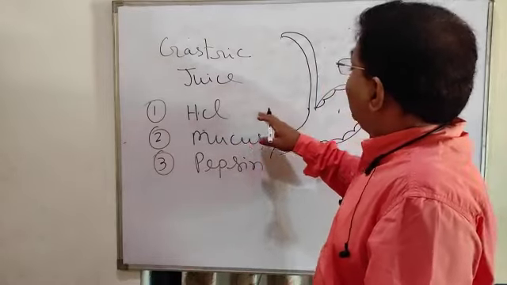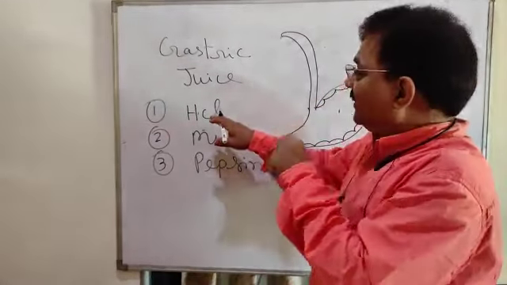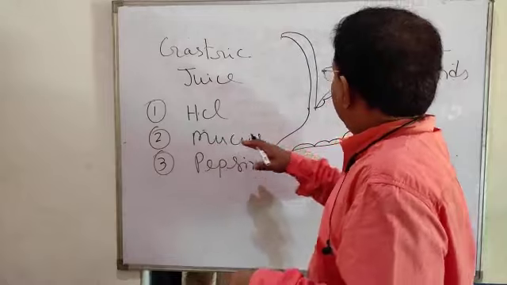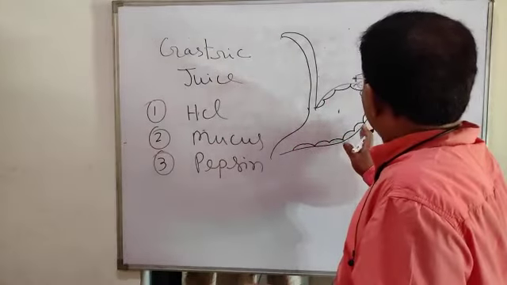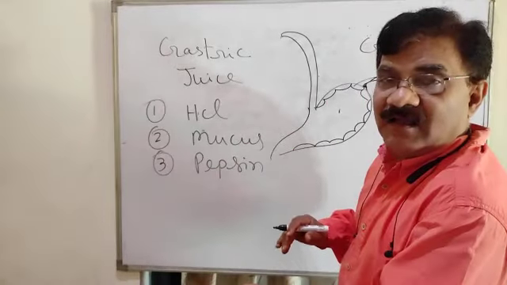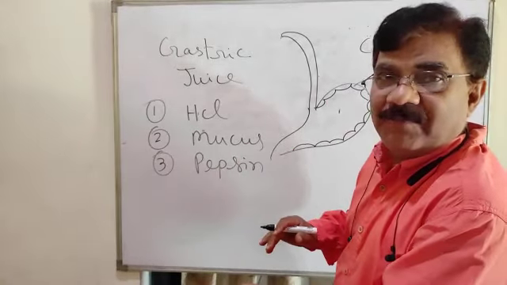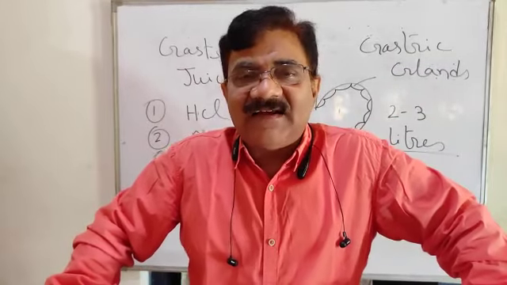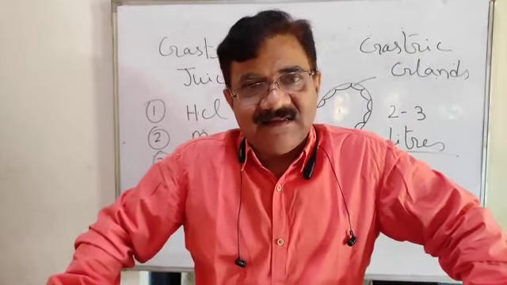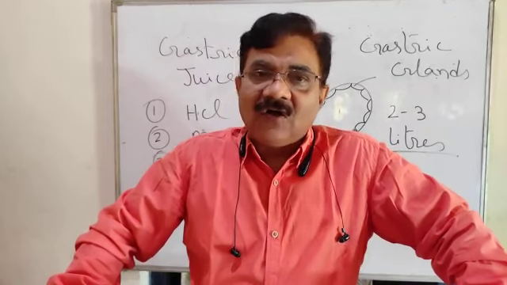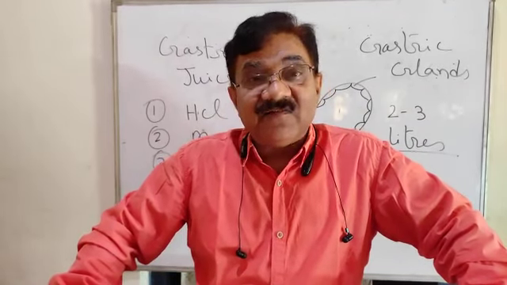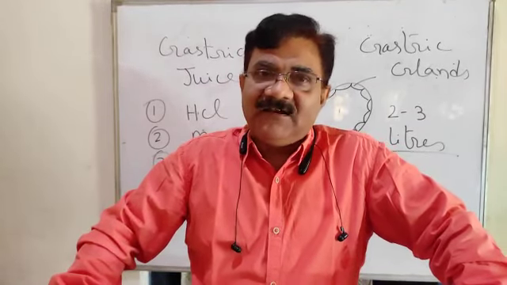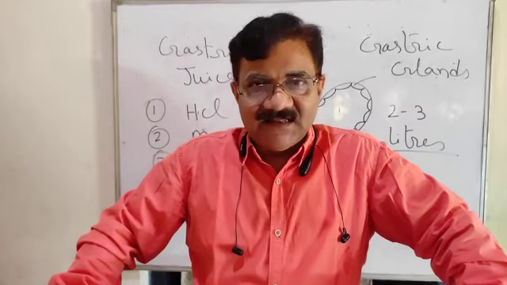Peptic ulcer means that due to this hydrochloric acid, the mucus will not protect the wall of the stomach from burning, and the wall of the stomach will burn and a wound will develop, and that is called peptic ulcer. So, continuous acidity is not good for health. It may lead to peptic ulcer.